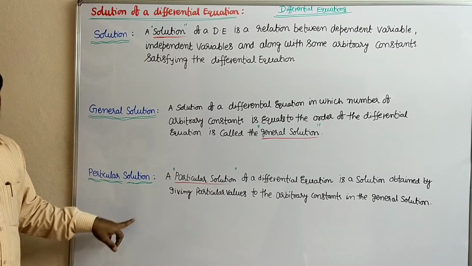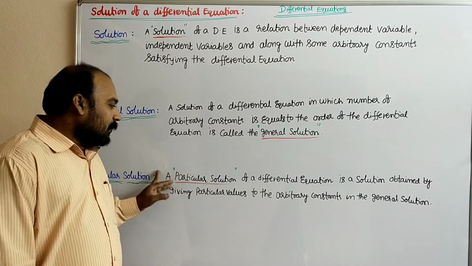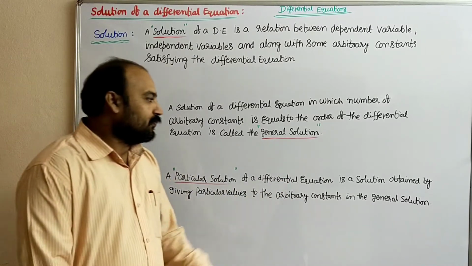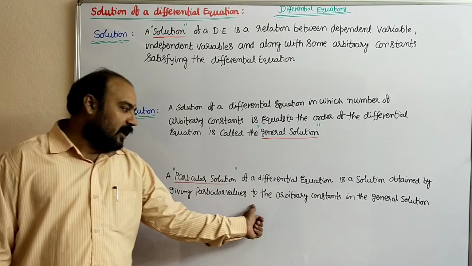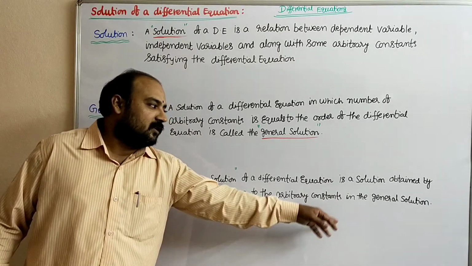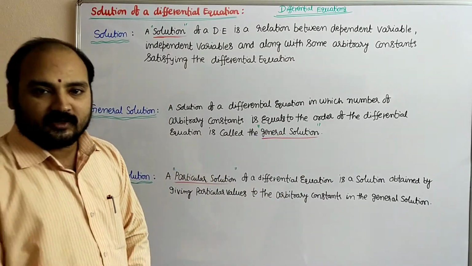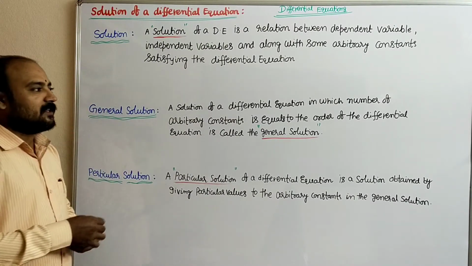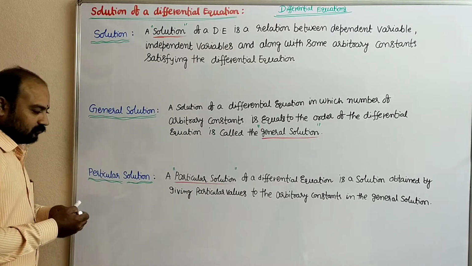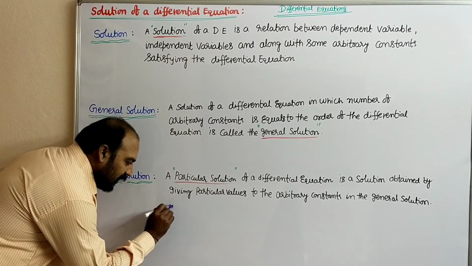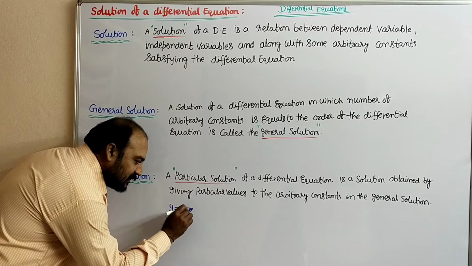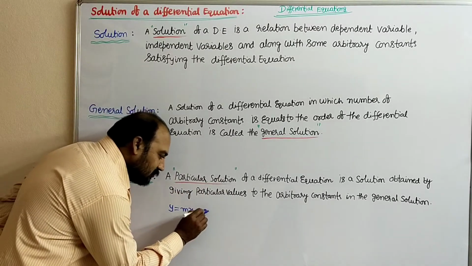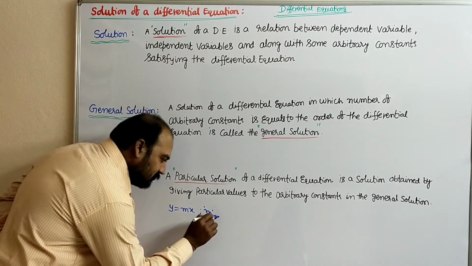After that, particular solution. What is meant by particular solution? A particular solution of a differential equation is a solution obtained by giving particular values to the arbitrary constants in the general solution. So I will give an example. Suppose y is equal to mx, as we discussed in the previous sessions, where m is a parameter or arbitrary constant.